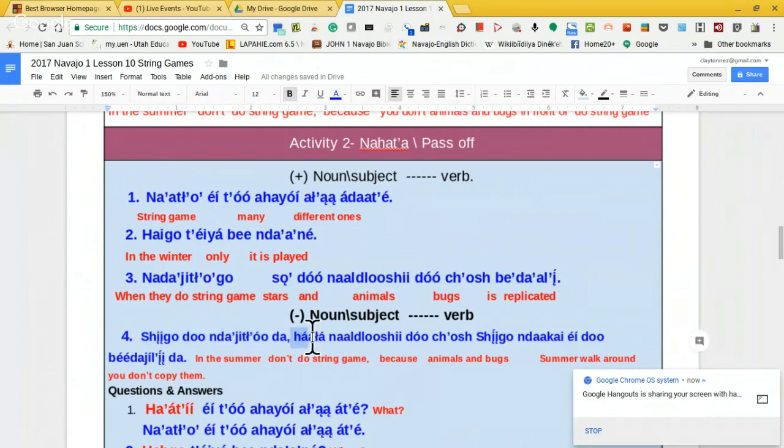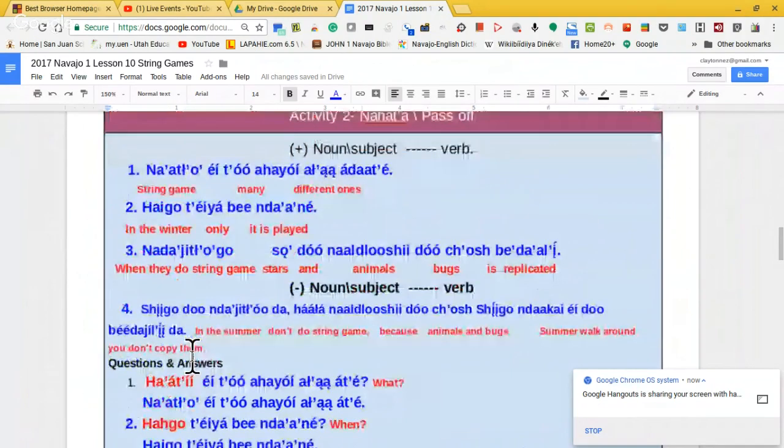Why? Because animals dojosh shingo, they're out in the summertime. Edo bedajil ida. You don't copy them. You don't make fun of them in a sense. Okay, let's go to the questions.